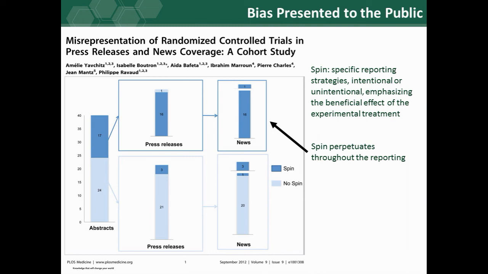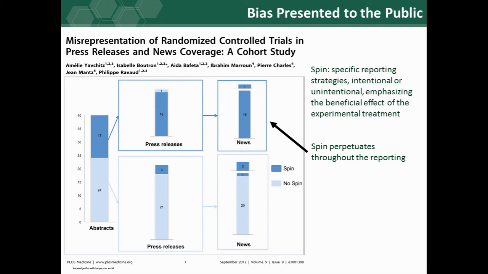Similarly, there's bias that's presented to the public in the publications themselves. And so Yavchitz et al. looked at what they called spin. And spin is the idea of specific reporting strategies, intentional or unintentional, emphasizing the beneficial effect of the experimental treatment. And I think it's really important to focus on the intentional or unintentional, because when we critically evaluate the research, we're not saying that people are doing things in an underhanded way. We're just trying to bring a new aspect to the way that the research is interpreted.